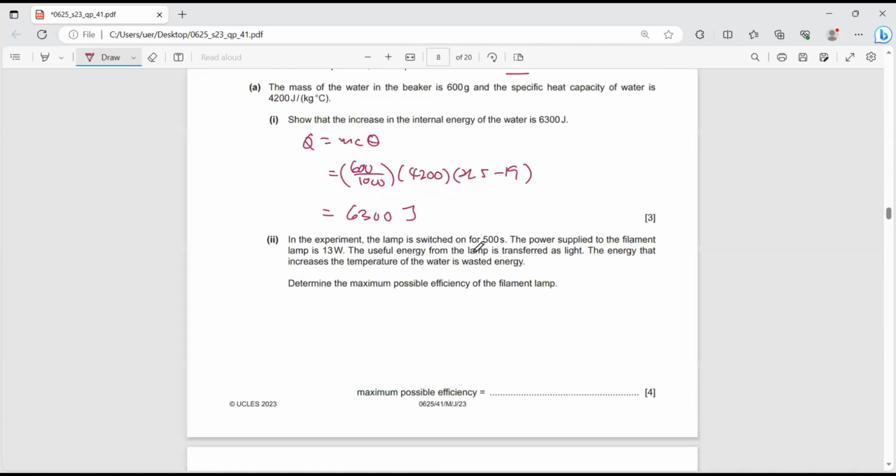B: in the experiment, the lamp is switched on for 500 seconds. Okay, power supply is 13 watt. The usable energy is transferred as light. The rest is wasted energy. Find the maximum possible efficiency of the filament lamp. The power supply means it's your input. Okay, so how do you find output?